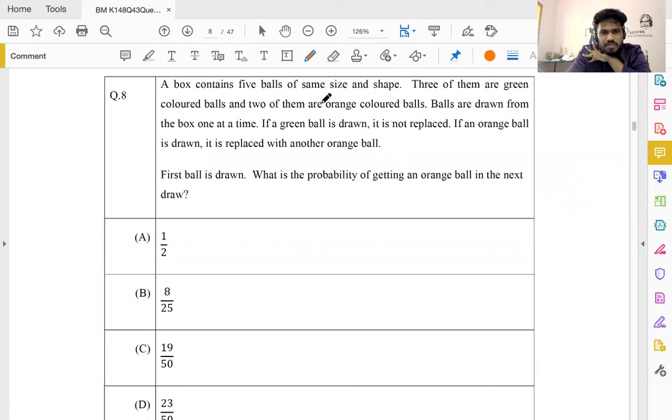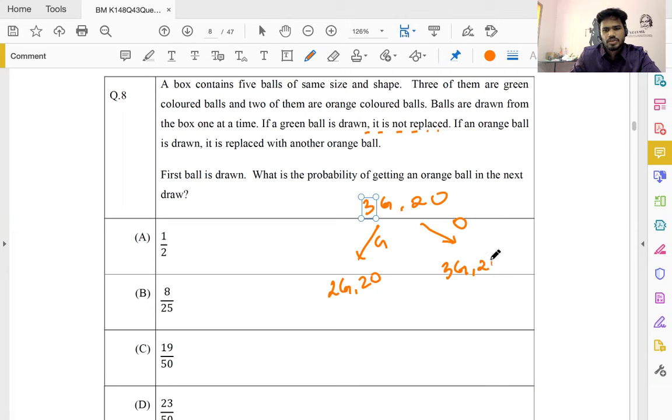A box contains 5 balls of the same size. Okay, this is drawing. So 3 of them are green, and 2 of them are orange. Balls are drawn from the box one at a time. If green is drawn, it's not replaced. If orange is drawn, it's replaced. So there are 2 possibilities, green and orange. If green is drawn, what we are left with is 2G 2O. Green ball is not replaced. If orange is drawn, we are still left with 3G 2O.